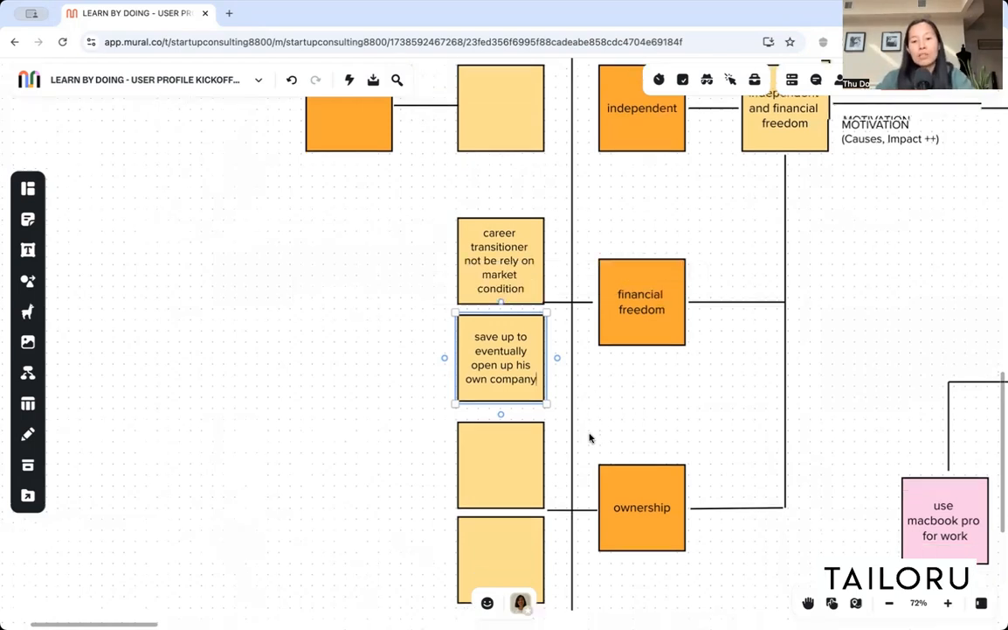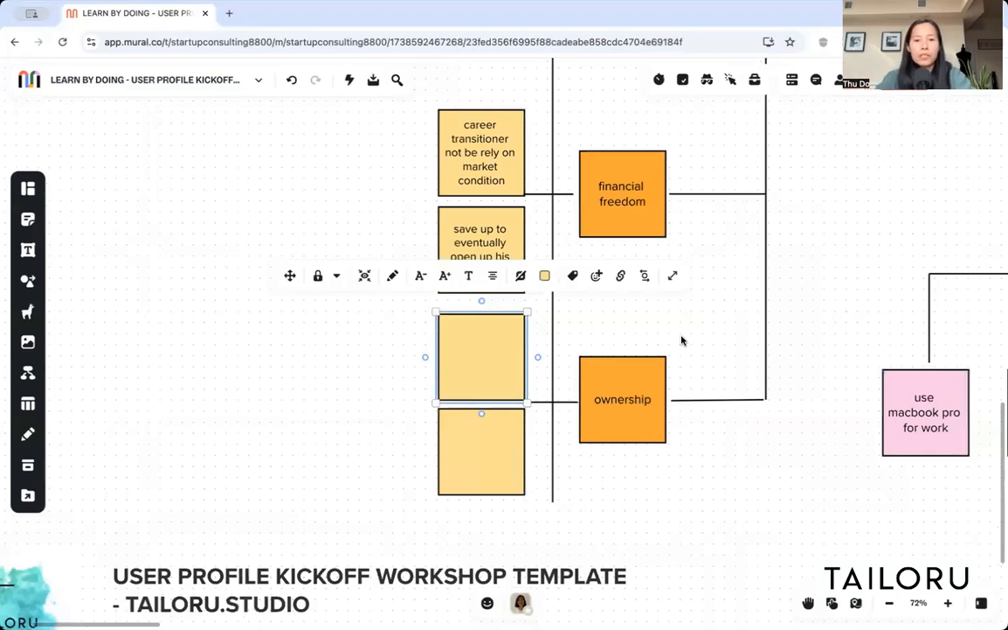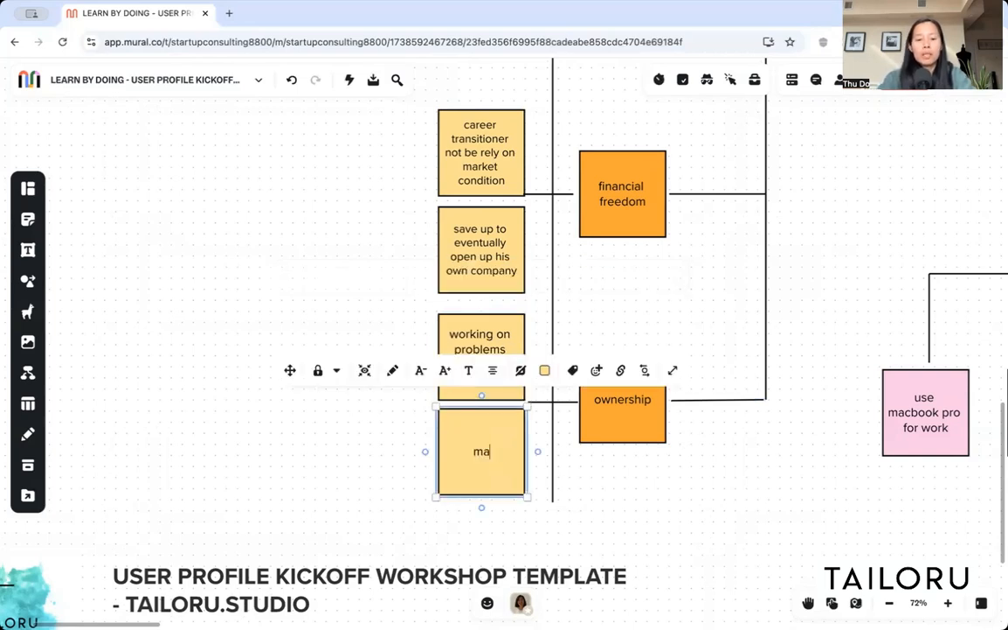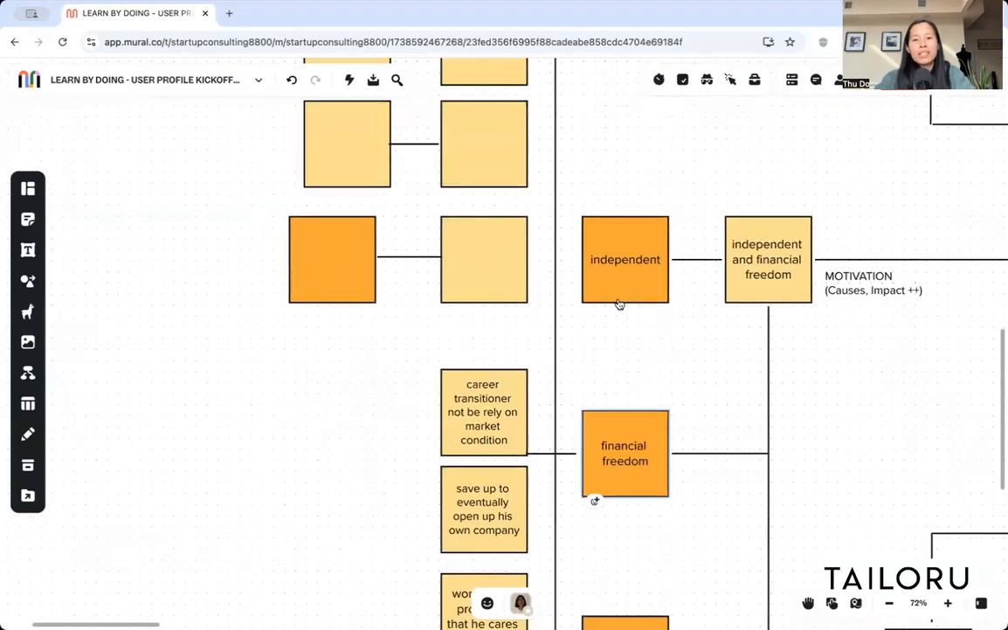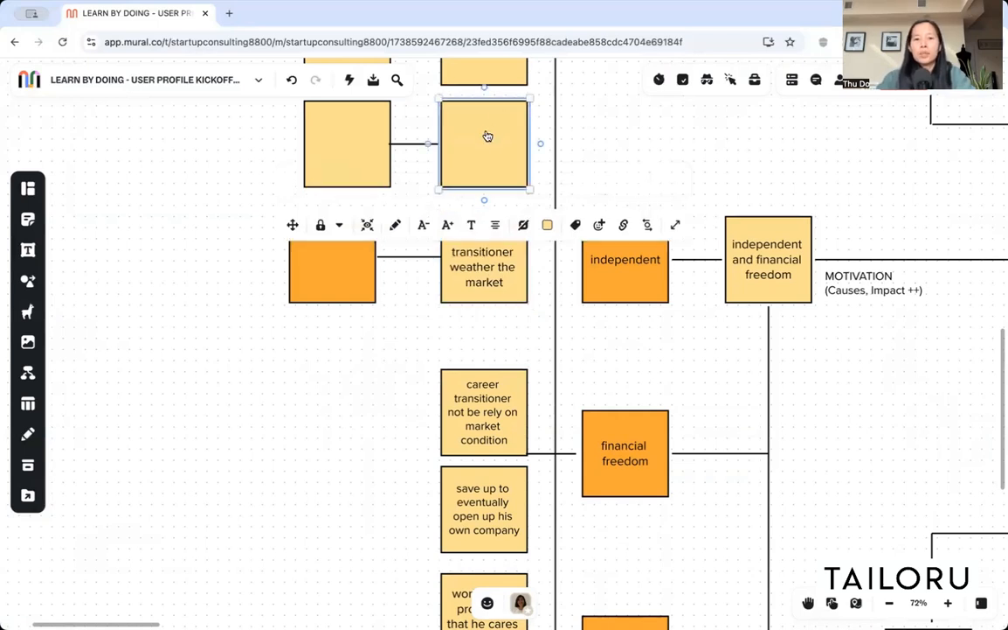And so this closely relates to ownership. This is very typical thinking for somebody who's in his 20s and closer to Gen Z, something about working on problems that he cares about, and then also maybe making an impact on the world. And then independence here. This can be very related to a career transitioner, whether the market and the changing conditions, but also being able to explore new fields, new technology, right?